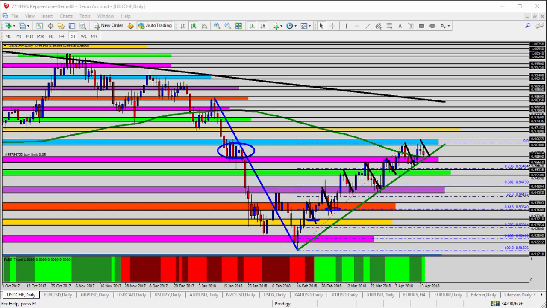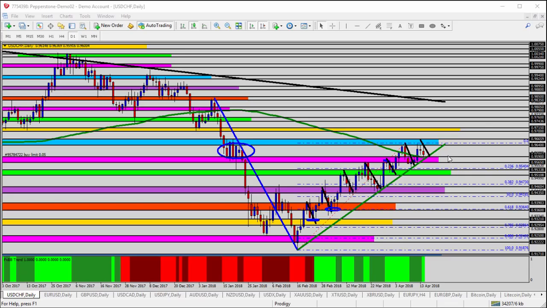Today we're going to be taking a look at the USDCHF, the US dollar versus the Swiss franc. For today's trade analysis, we're looking at the daily time frame first. It's pretty easy to see. We have two significant trends here on the daily time frame: the previous downtrend highlighted with the blue trend line and the current uptrend highlighted with the green trend line.